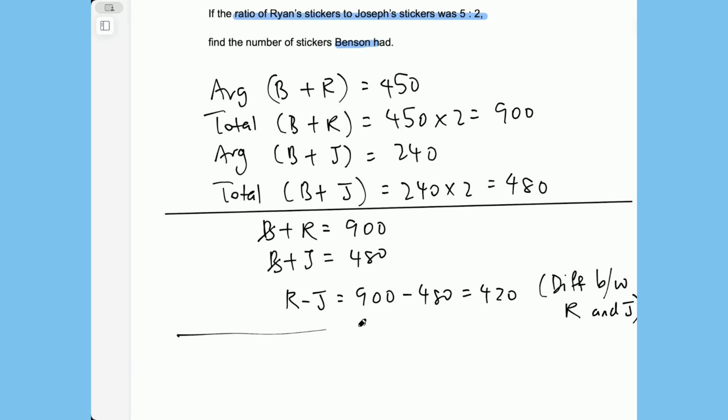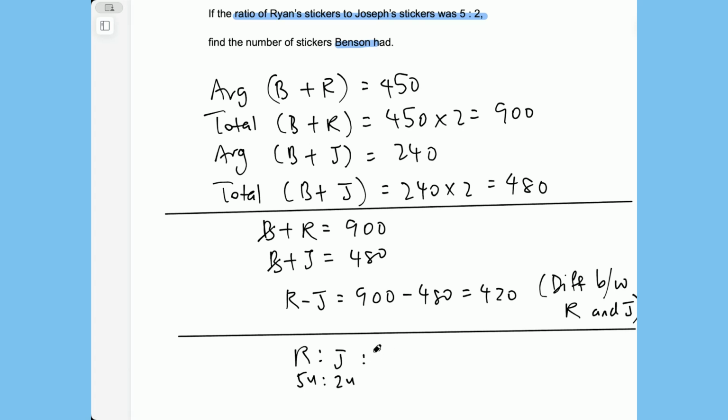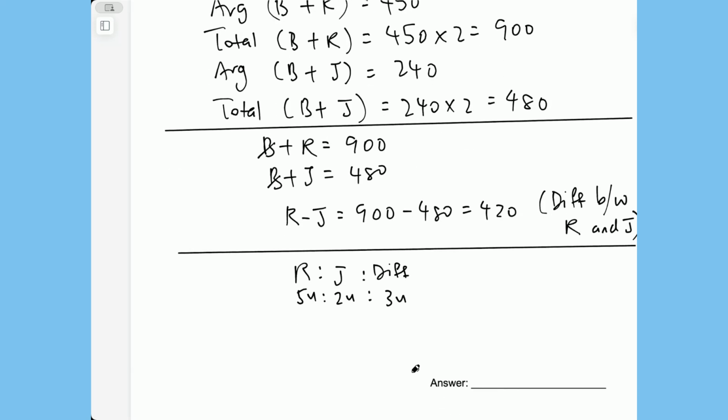Now we are told that R is to J is 5U is to 2U. And the difference will be 5 minus 2, which is 3U. So hence this 3U is actually 420, because that's the difference between R and J. So 3U is 420, 1U is 420 divided by 3, which is 140. So what do we want to find?